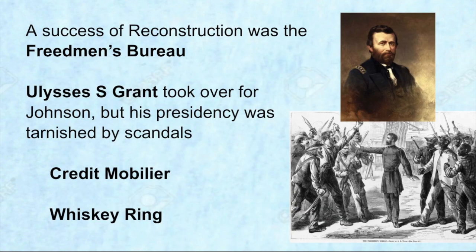Now, there were many failures in Reconstruction, which you should be familiar with, but probably one of the biggest successes was the Freedmen's Bureau. Civil War hero Ulysses S. Grant took over for Johnson, but his presidency was tarnished by scandals like the Credit Mobilier and the Whiskey Ring. In short, Ulysses S. Grant turned out to be a much better general than he was a president. Now, he probably was not corrupt, but many people in his administration were.